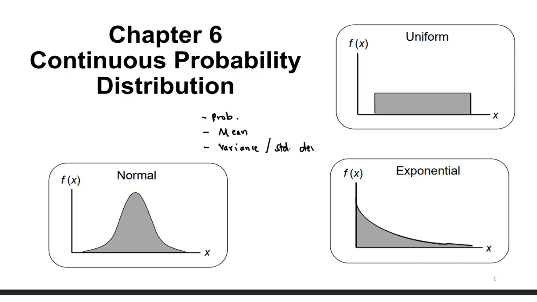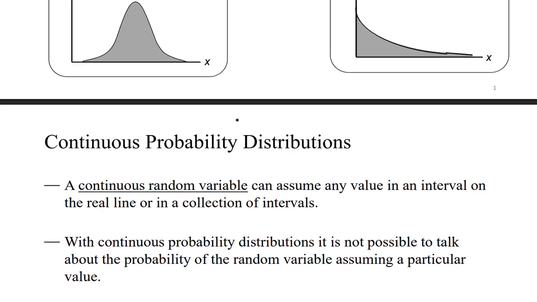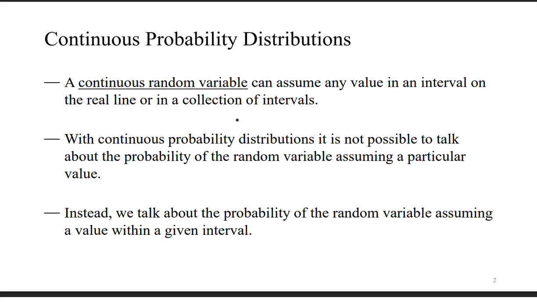So this is no different from what we did with discrete random variables. We're gonna do the exact same thing. We look at how to find the probability for that probability distribution, how to find the mean, and how to find the variance. Let's start with a little bit recap on what continuous probability distributions are.